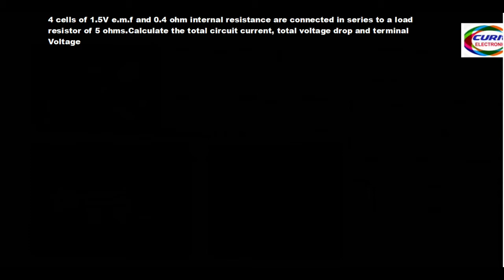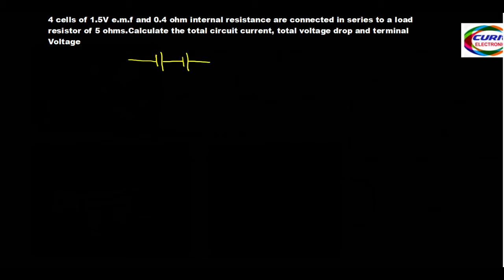So this is the given problem. 4 cells of 1.5 volt EMF and 0.5 ohm internal resistance are connected in series to a load resistor of 5 ohm. Calculate the total circuit current, total voltage drop, and terminal voltage. Now, let's make the circuit. Internal resistance, I will draw it together. I am not drawing it separately; I'll replace it with a single resistor.